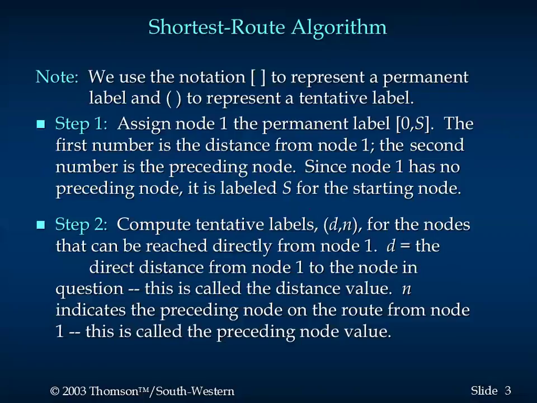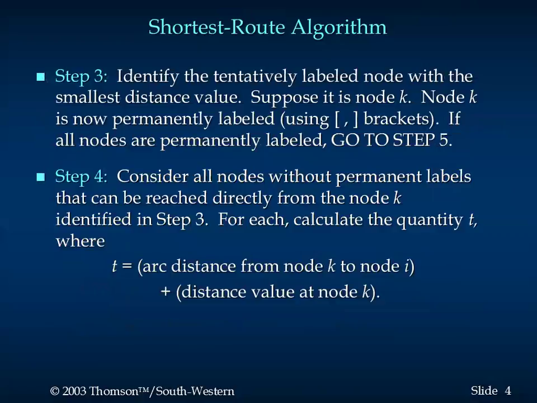So now for every point that can be directly reached from node 1, we give a distance and a node label. D is the distance from node 1, and N is 1 in this case, the preceding node. Amongst all the temporary labels, we look at the one with minimum distance and make that a permanent node. So identify the tentatively labeled node with the smallest distance and make it permanently labeled, putting it in closed brackets like this. And then anything reachable from there, we update.